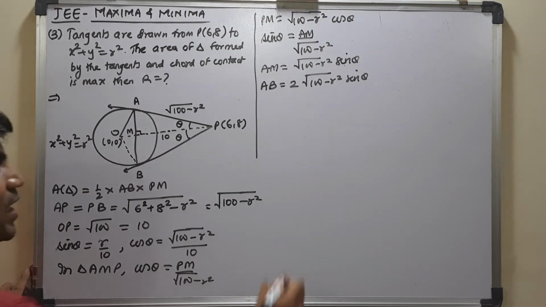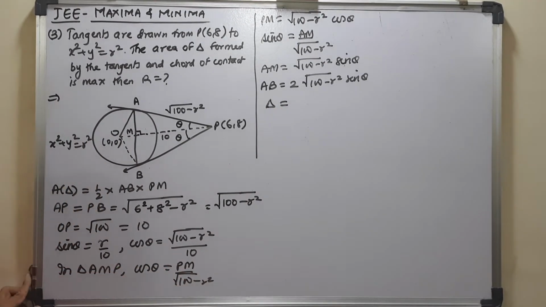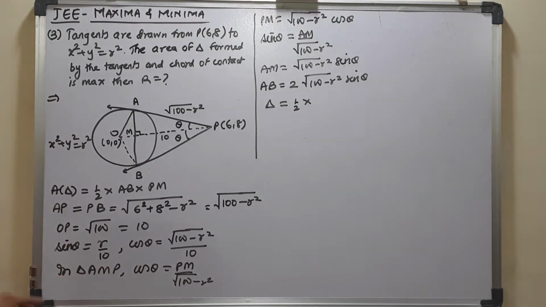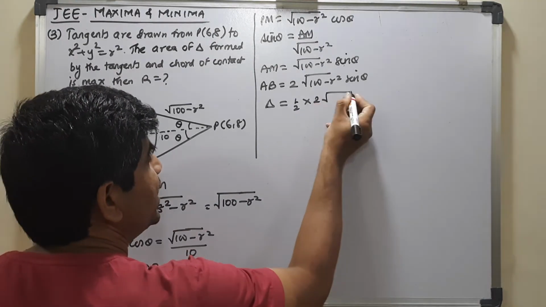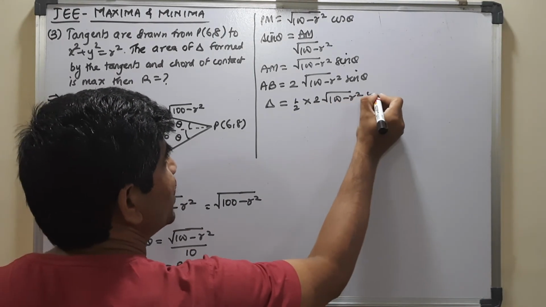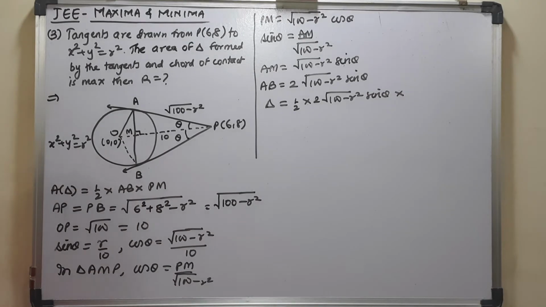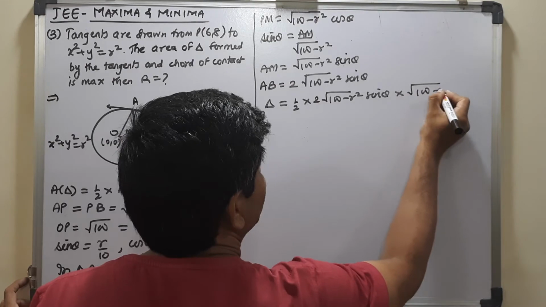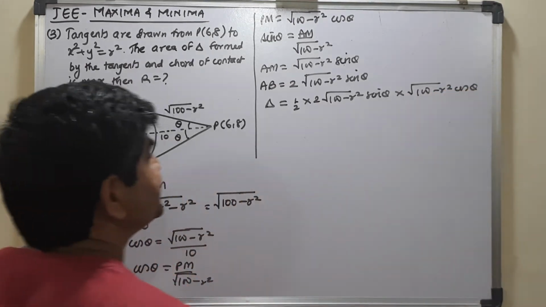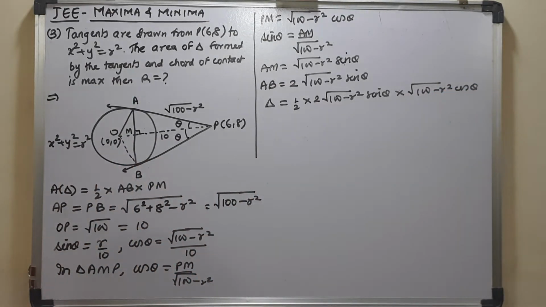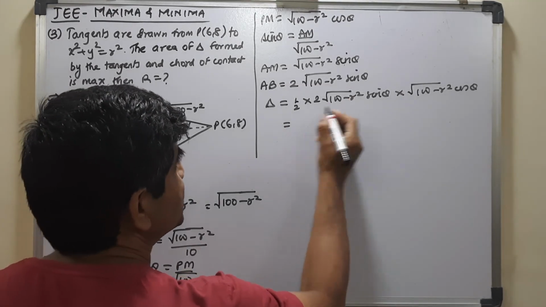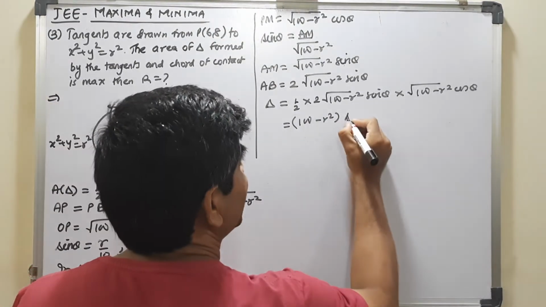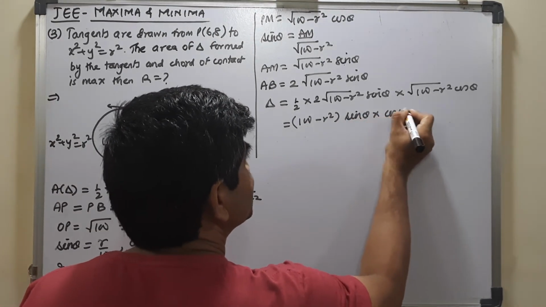So the area of the triangle that I want right now is nothing but half into AB, which is 2 into under root 100 minus r square sin theta, into PM, which is nothing but under root 100 minus r square cos theta, right? So this will become 100 minus r square in one bracket, sin theta into cos theta.